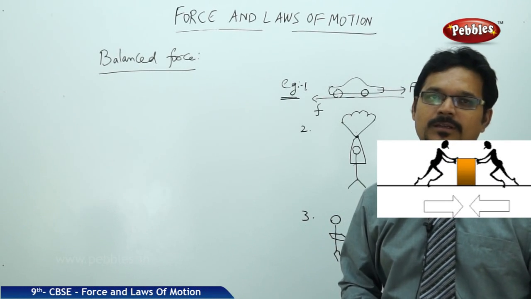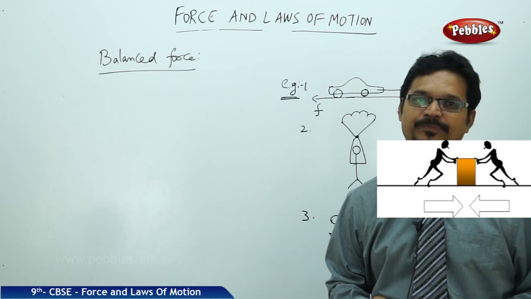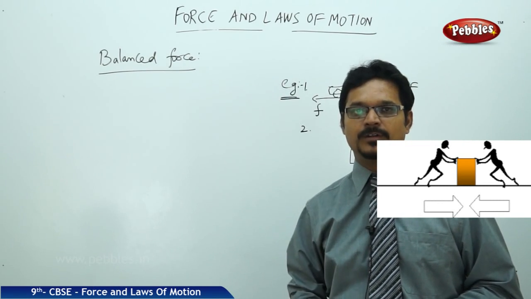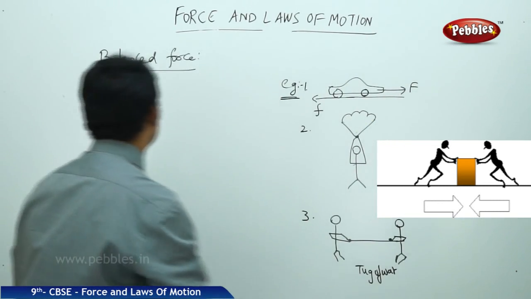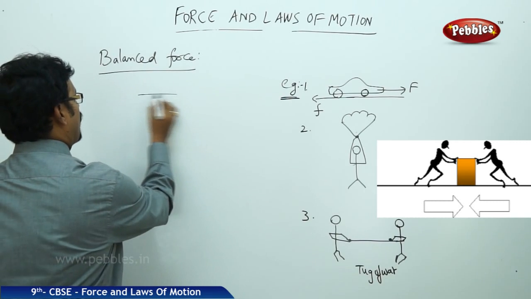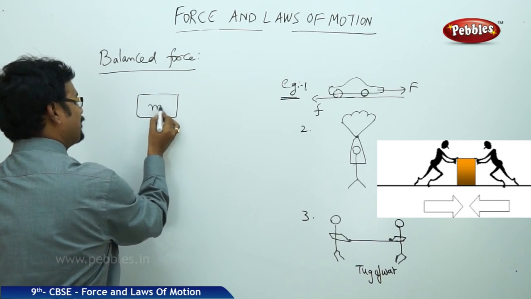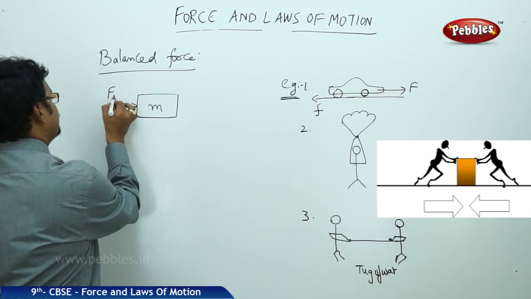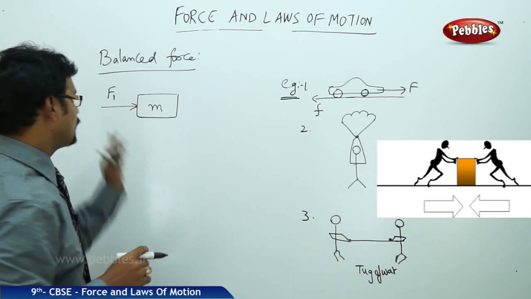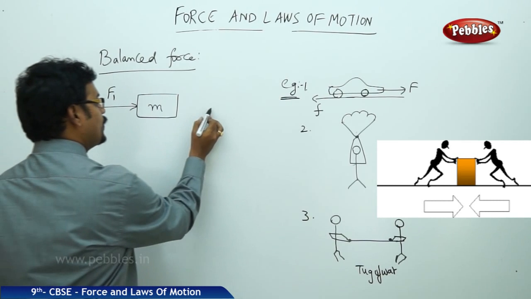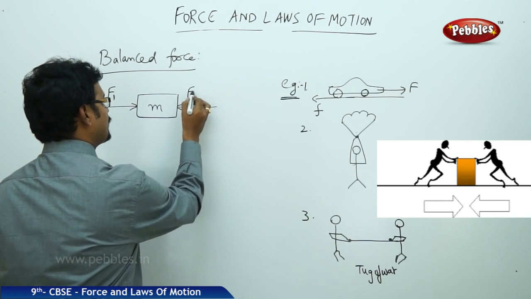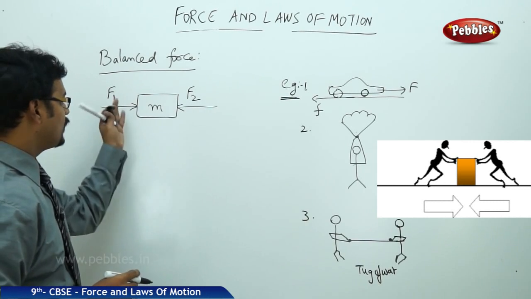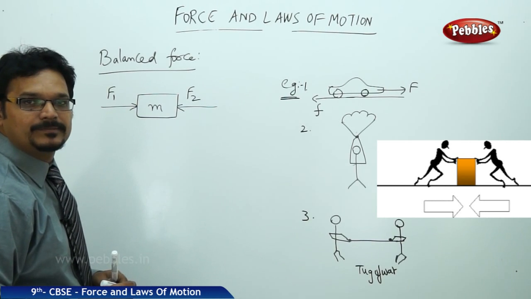First start with balanced and unbalanced forces. So what is a balanced force? Let me draw a diagram and explain what it is. Take a block of mass m. On this block you are applying a force F1, pushing with the force F1. Now you are applying the same amount of force, F2. I have given a different label, but it is an equal force applied on the other side.